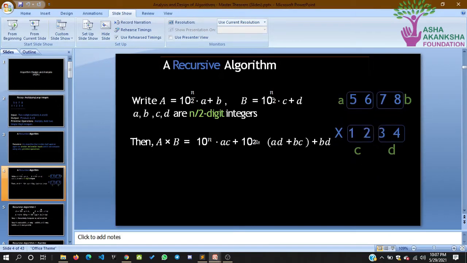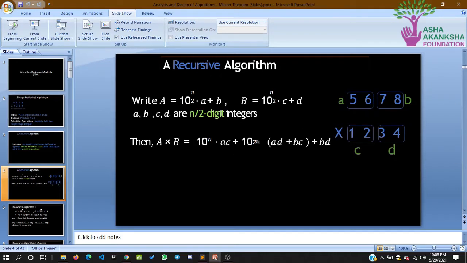Then for both of the numbers we divide them into two equal halves. Like in this, if the capital A is 4 digits long, we are dividing it into two digit numbers, small a and small b, which are of n by 2 digits each. Similarly, we do the same for capital B. We call these parts a, b, c, d, as you are seeing.